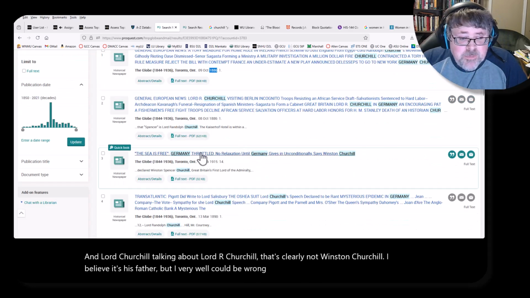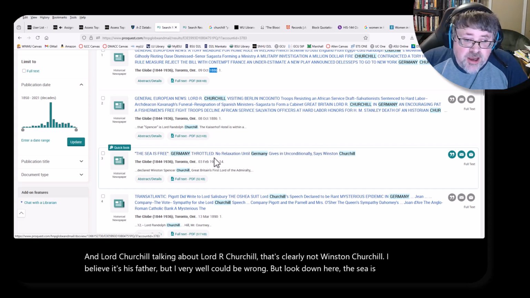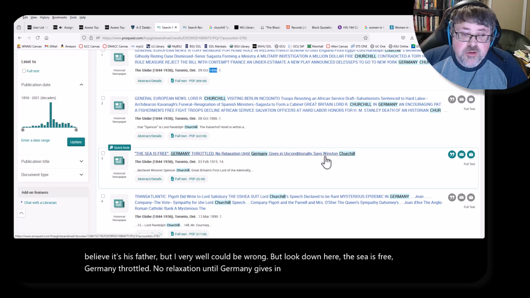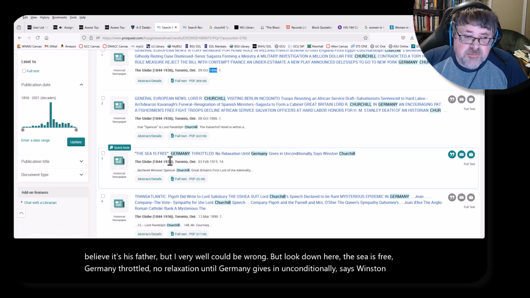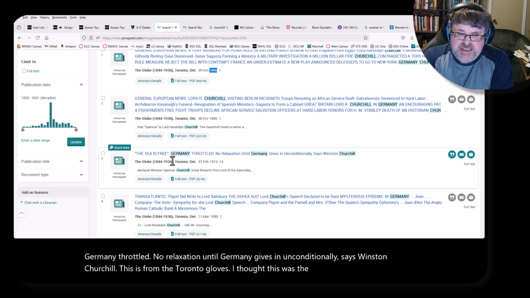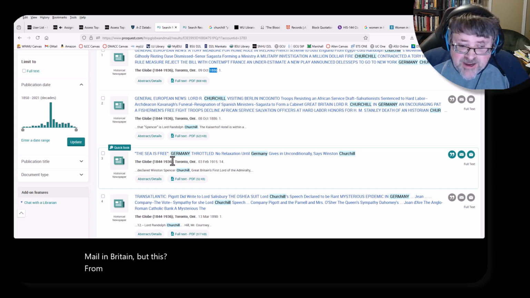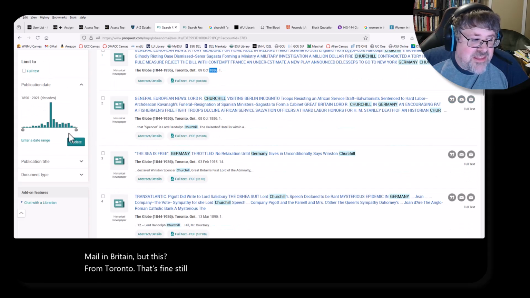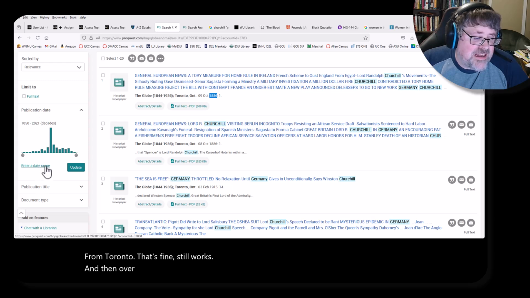But look down here. The sea is free. Germany throttled. No relaxation until Germany gives in unconditionally, says Winston Churchill. This is from the Toronto Globe. So I thought this was the British. There's a Globe and Mail in Britain, but this is actually from Toronto. That's fine. Still works.